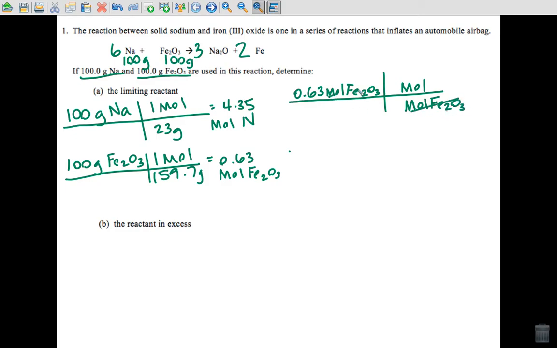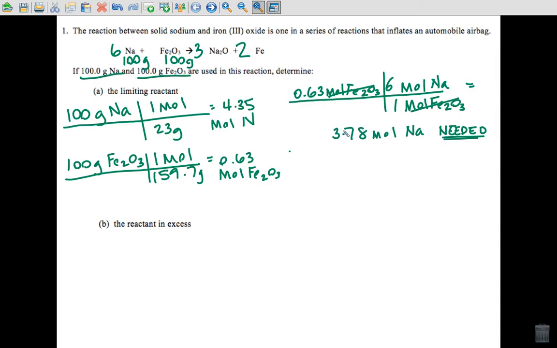So Fe2O3 goes on the bottom to cancel out, and the other reactant, Na, is going to go on the top. You're going to use the coefficients, and then you're going to multiply 0.63 times 6 to get 3.78 moles of Na. And this represents the amount of Na that is needed. So what this is saying is, if you have 0.63 moles of Fe2O3, which you do, you would need 3.78 moles of Na to completely react with that.